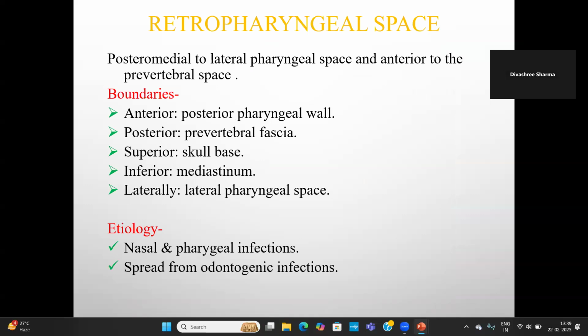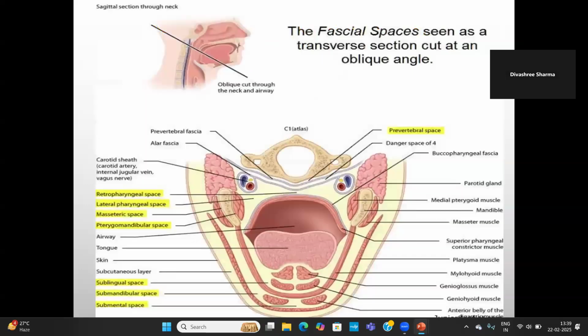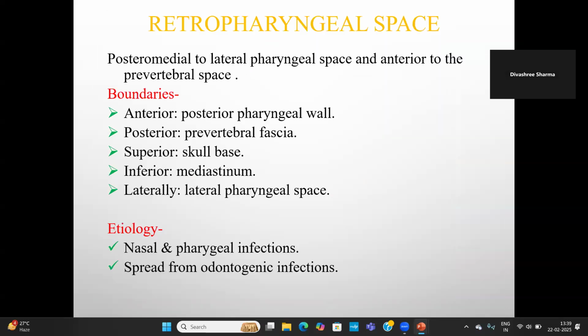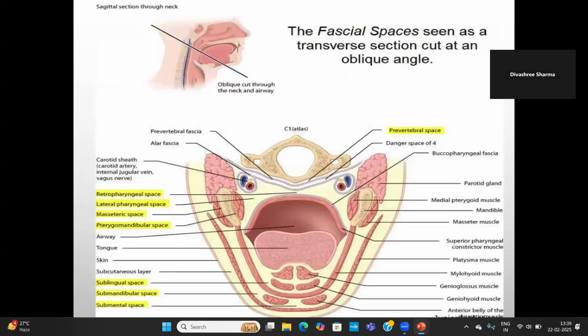Boundaries. Anteriorly, the posterior pharyngeal wall. Posteriorly, the prevertebral fascia. Please appreciate. Anterior boundary of this space is the buccopharyngeal fascia. Posterior boundary is the prevertebral fascia. Fine. Superiorly, the skull base. Inferiorly, the infection reaches the mediastinum and causes mediastinitis. So the inferior boundary of the retropharyngeal space would be the mediastinum, and laterally, of course, it is bounded by the lateral pharyngeal space. So it all seems very simple when we understand it through the diagrams.